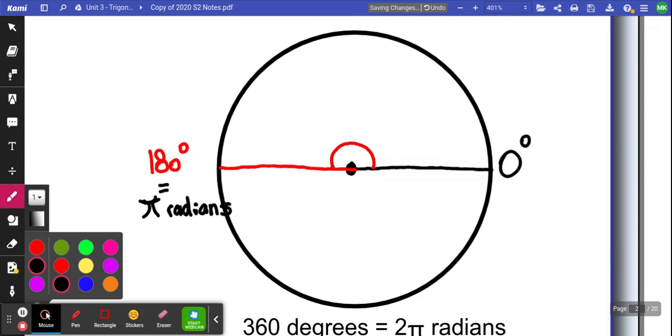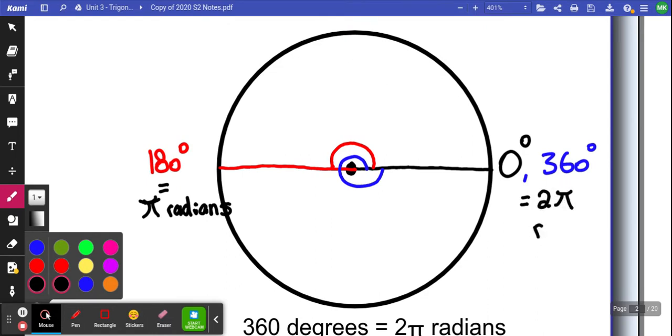If you did a full circle, so you started here and you went all the way around, how many degrees would that be? Yeah, that would be 360 degrees. Or 2 times 180, right? 180, another 180 would be 360. In radians, how much would a full circle be? It would be 2 pi radians. Exactly. All right, since 1 pi got you halfway, 2 pi gets you all the way around.